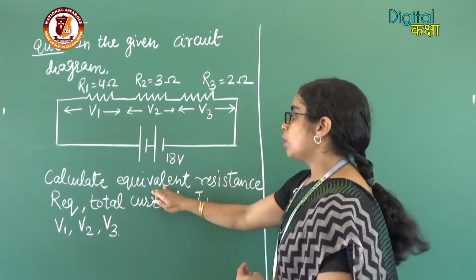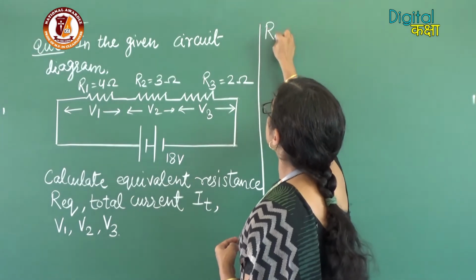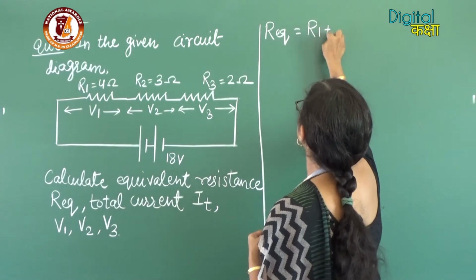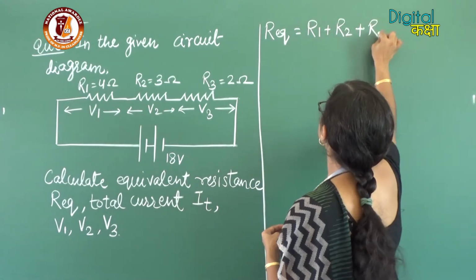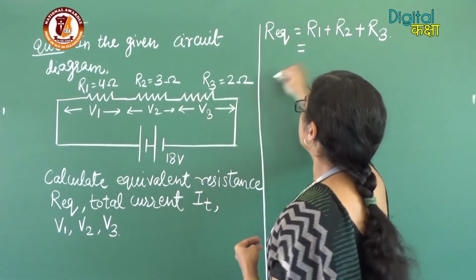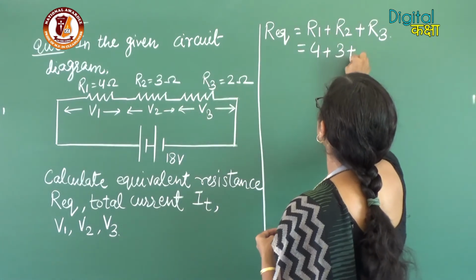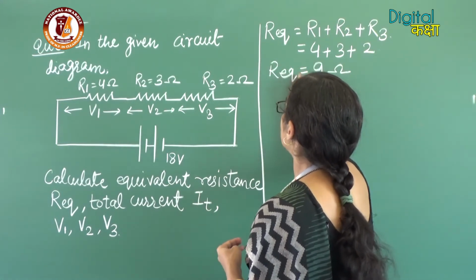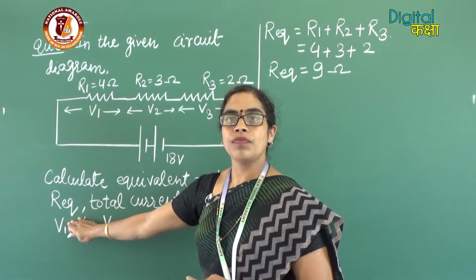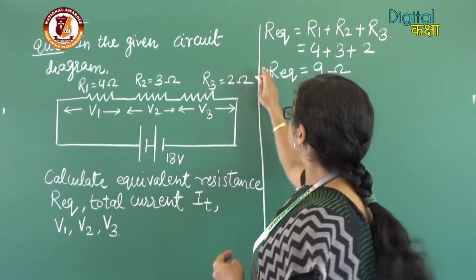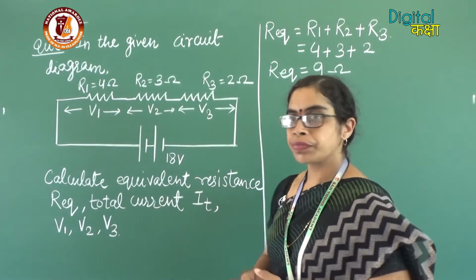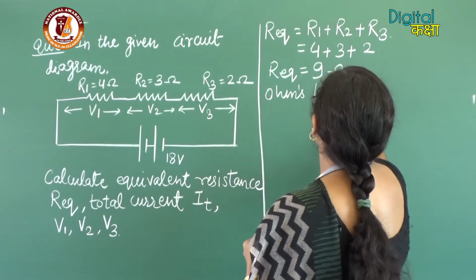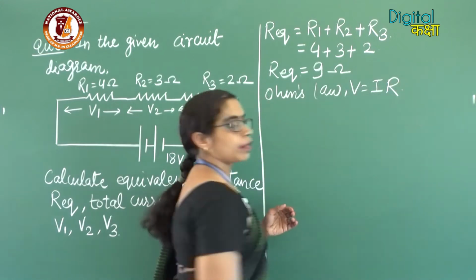First of all, in order to calculate the equivalent resistance, we know that the formula is given as Req is equal to R1 plus R2 plus R3, which will be equal to 4 plus 3 plus 2, that is equal to 9 ohms. So, the first part, that is the value of R equivalent for this circuit, is equal to 9 ohms. Now, using Ohm's law, we know that V is equal to IR.